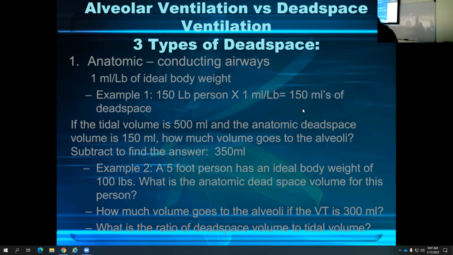All right, so comparing, maybe I have it here. Yeah, it's at the bottom.